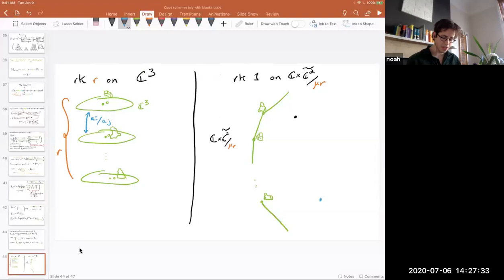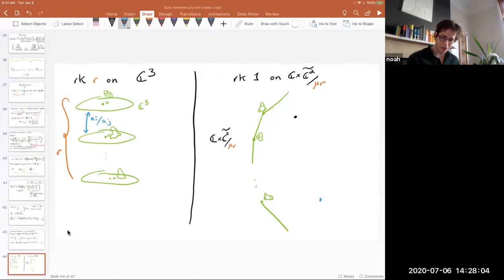And on the other side, on this rank 1 side, I again have R fixed points. Now, the torus acting on C times C2 mod mu r has R fixed points. That tells me that each partition is again going to be given by R fixed points. So now each fixed point on the Hilbert scheme is going to be given by R partitions.